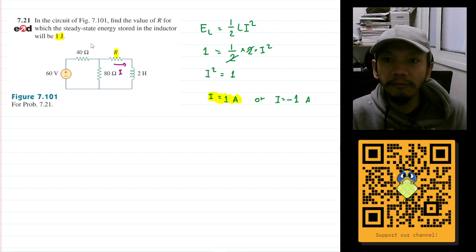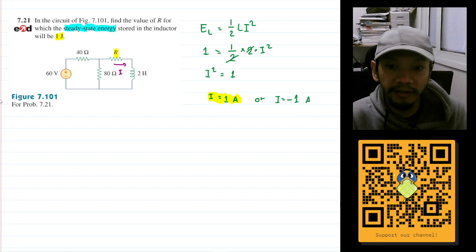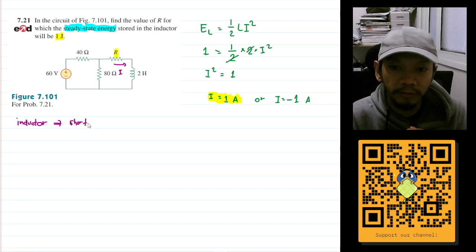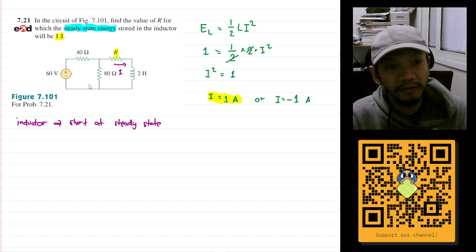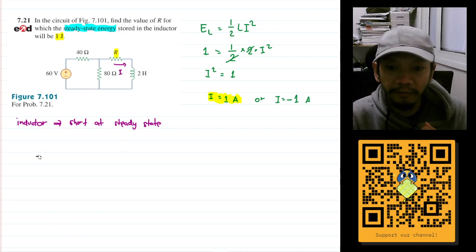Okay, now we need to analyze at steady state. At steady state, the inductor becomes a short circuit. Inductor will become short at steady state. And so I will redraw this circuit so that I will have the inductor replaced with a short circuit.